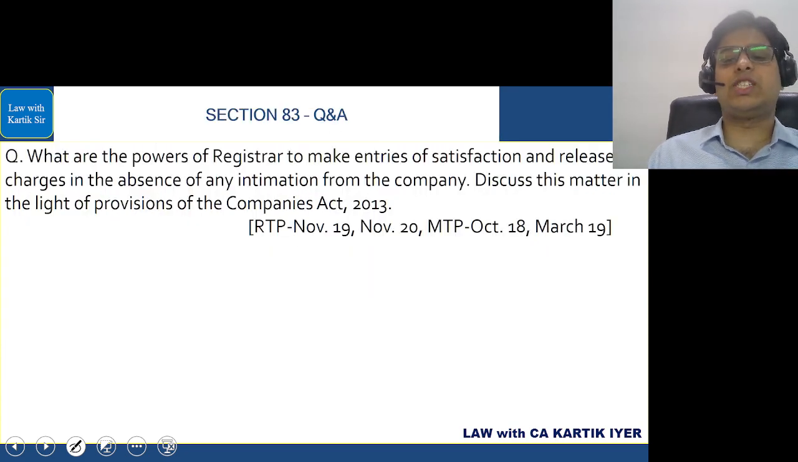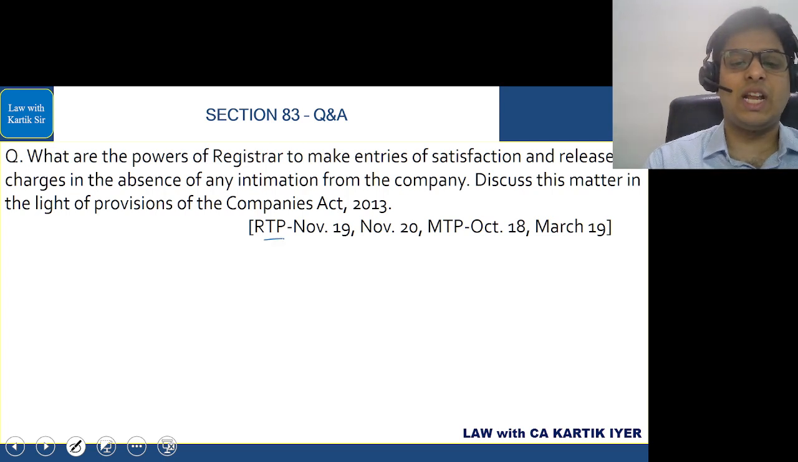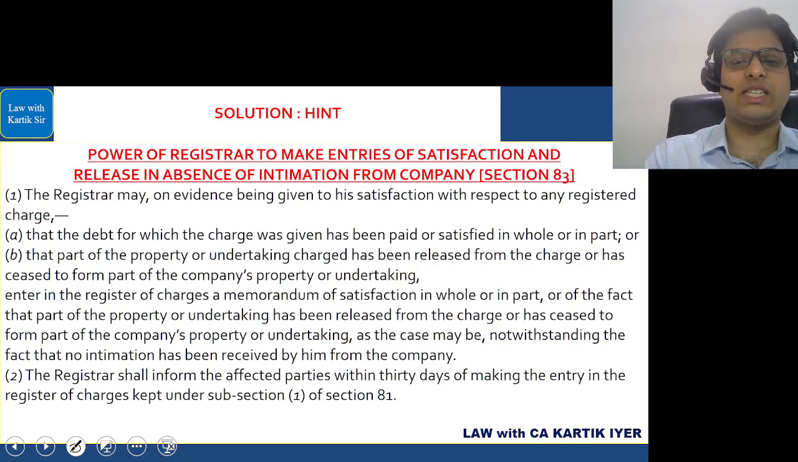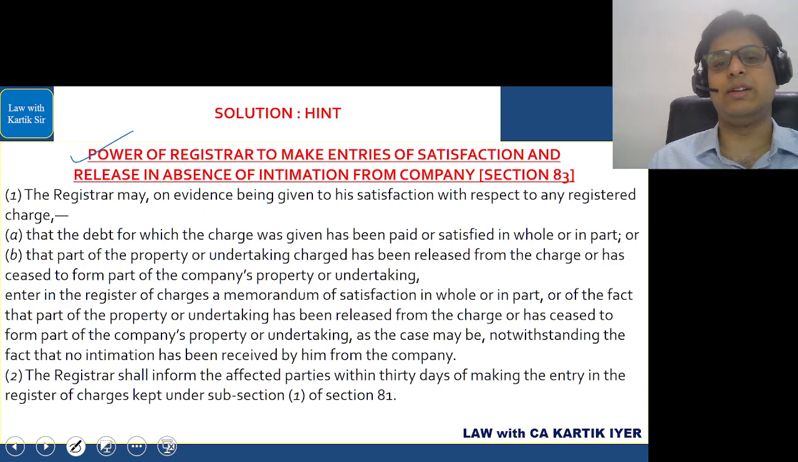What are the powers of the registrar to make entries of satisfaction and release of charges in the absence of any intimation from the company? Discuss this matter in the light of the provisions. Look at the reference: RTP November 19, November 20 exam, mock test paper October 18, March 19 examination. You can see many times. So they have given here the entire section number 83, given again.